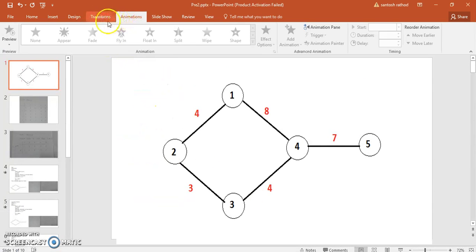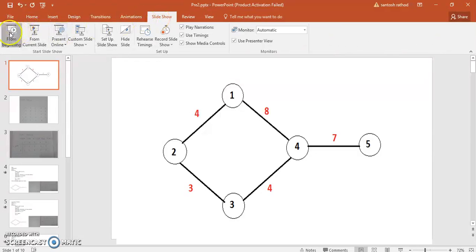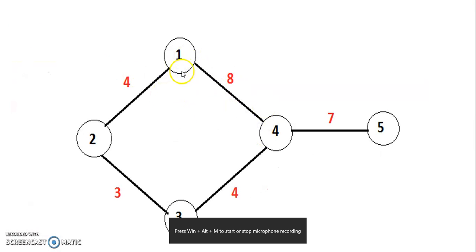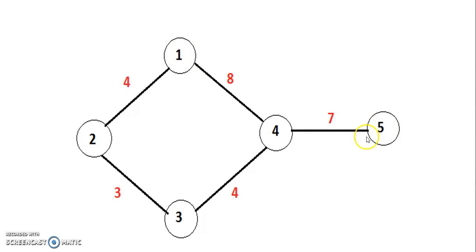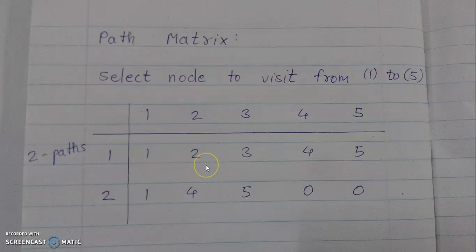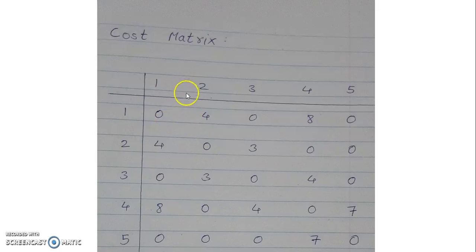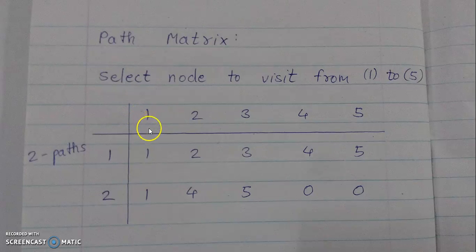For example, we are considering this graph. We are going to visit, the starting node is 1 and we are going to visit node 5. The numbers written in red are the cost. This is the cost matrix, and this is the path matrix. We are going to enter both these matrices into our C code.